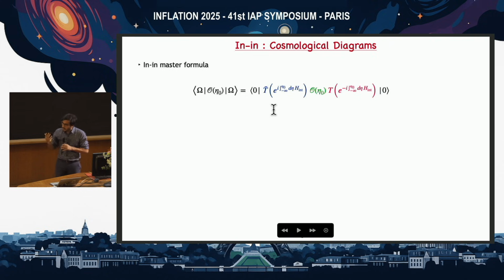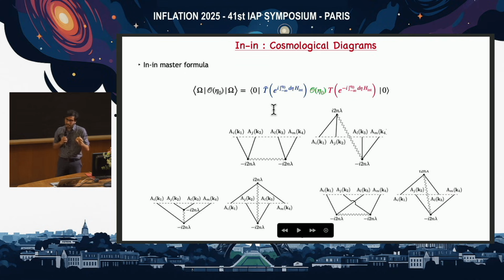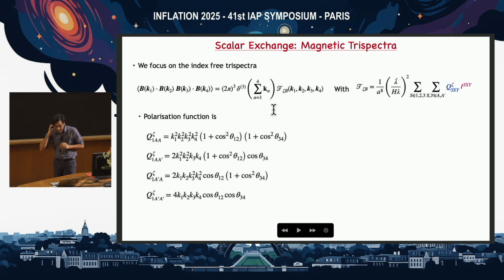And once you have the interacting Hamiltonian, you can use the standard in-in formalism to compute the trispectrum or any correlation functions. And these will be the diagrams which we are interested in, and specifically the first two diagrams. And using the cosmological in-in formalism and the cosmological diagrammatic rules, we computed the trispectrum for the magnetic field, especially for the contracted version B dot B, and this will be the result.